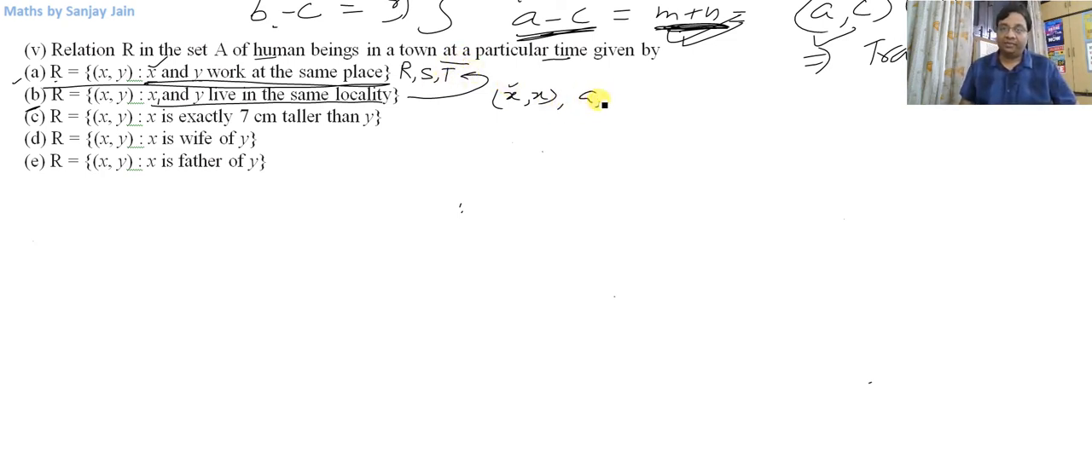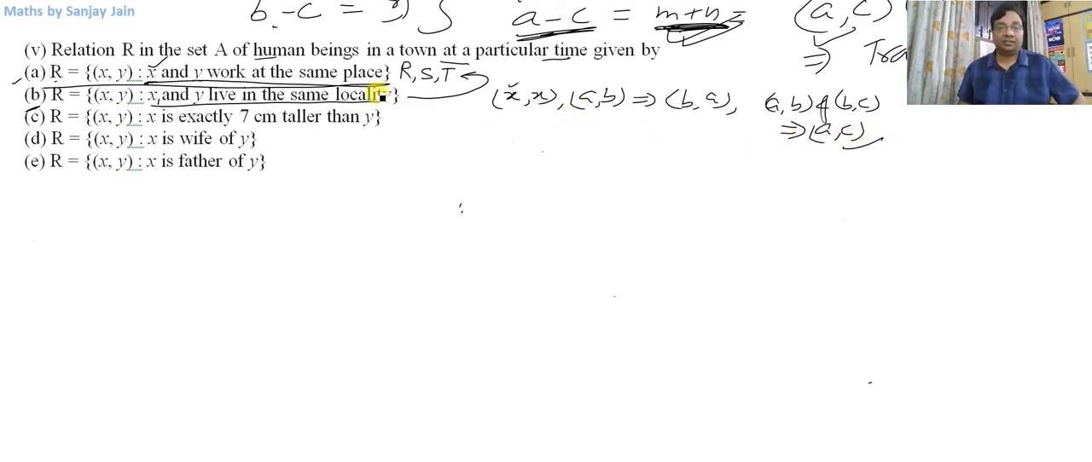And if a, b live in the same locality, can I say b, a also live in the same locality? Yes. So this is symmetric. If a and b live in the same locality and b and c live in that locality, then can I say a comma c live in the same locality? Yes. So this is transitive. Hence this is reflexive, symmetric as well as transitive. There is no difference in the first part and this second part, so I am not wasting any more time on it.